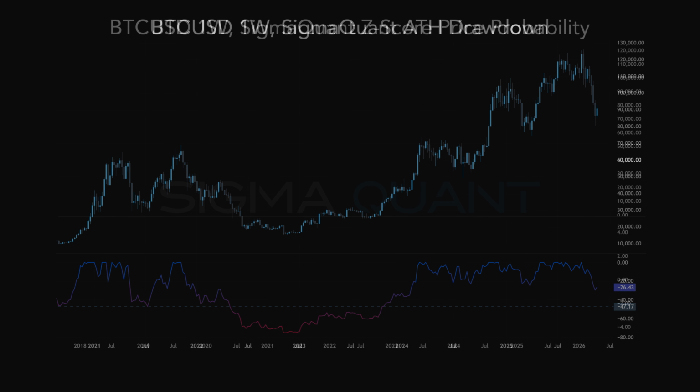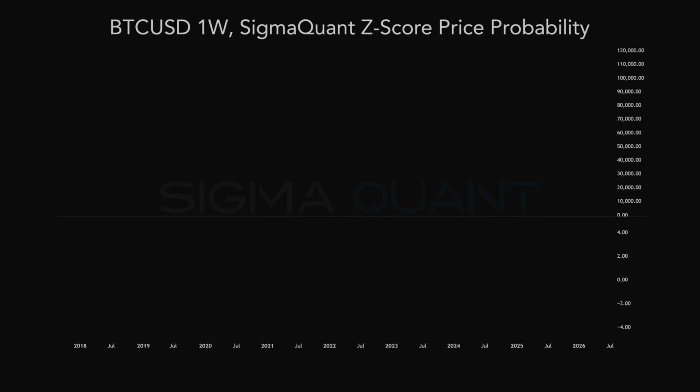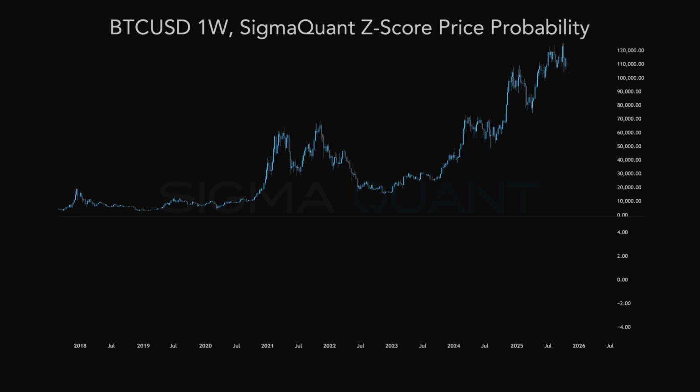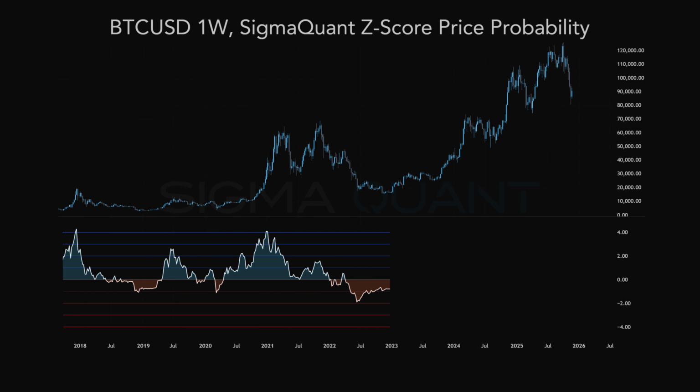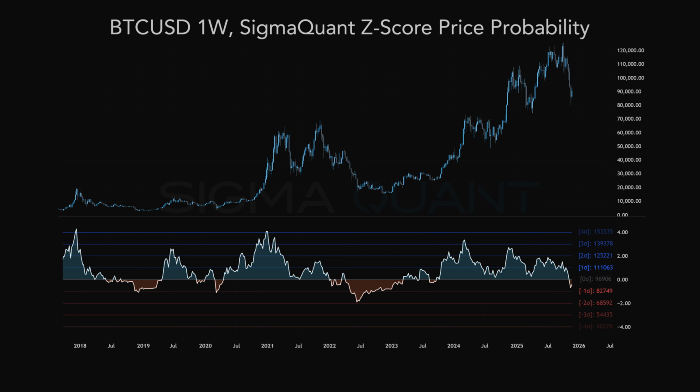Now the Z-score price probability model. A Z-score tells you how far price is from its moving mean in units of standard deviation. If price is at 0 sigma, it's at fair value. At -1 sigma, it is mildly oversold. At -2 sigma, it is deeply oversold. These models work well in mean reverting environments and poorly in strong trends.